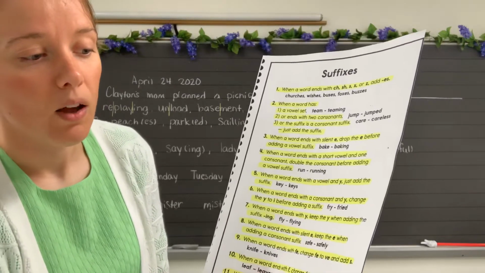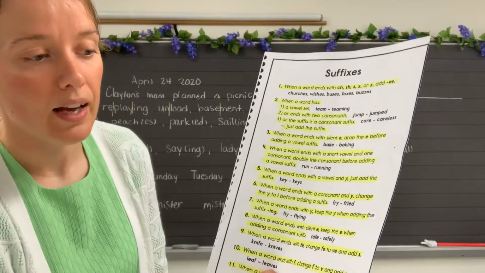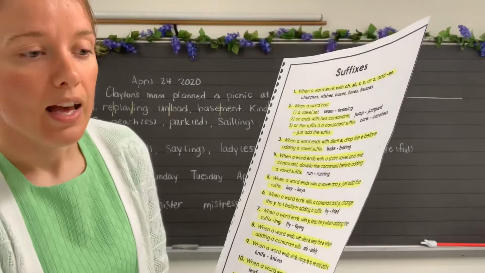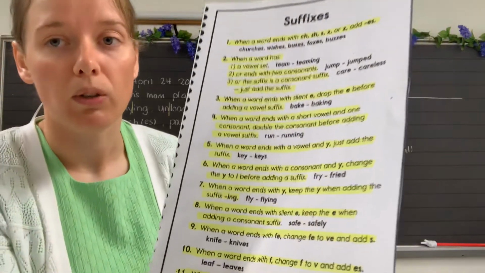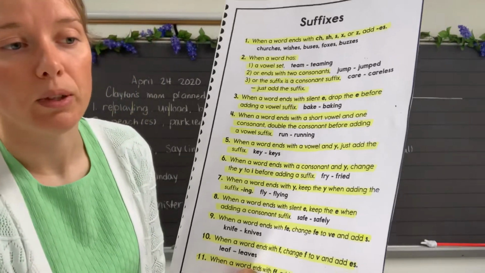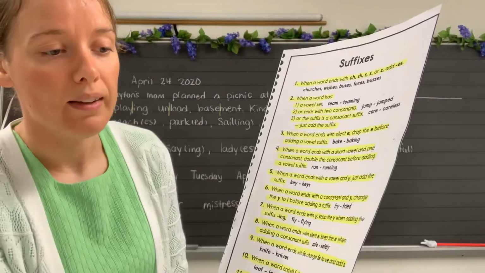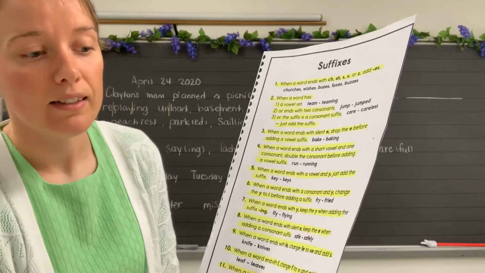Number eight says, when a word ends with silent E, keep the E when adding a consonant suffix. So we have the word safe, and we will keep the E because it's a silent E, and we're going to add a consonant suffix. So we keep the E on there, and we write safely. Number nine says, when a word ends with F-E, change F-E to V-E and add S.